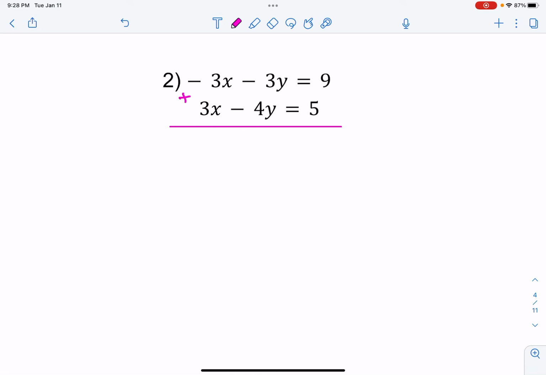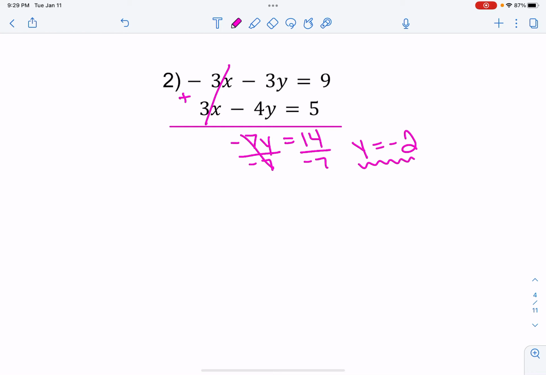So negative 3x plus 3x is just 0. It goes away. Negative 3y plus negative 4y is negative 7y. And 9 plus 5 is 14. And then we need to get y by itself, so we divide both sides by negative 7. And we get y equals negative 2.